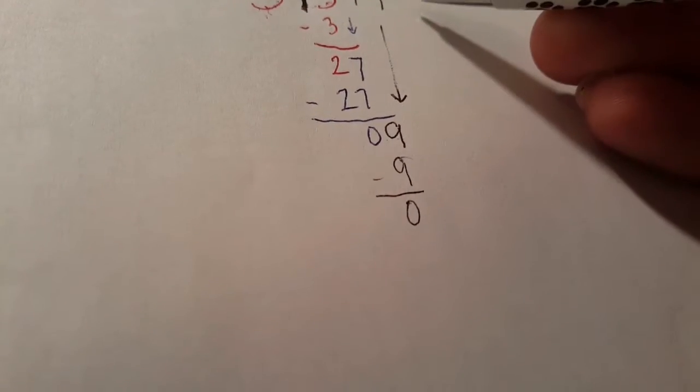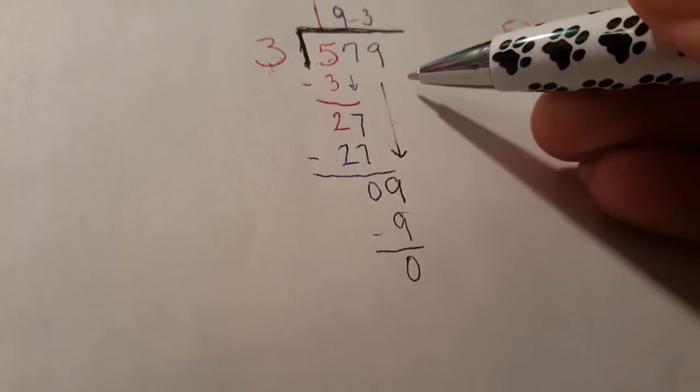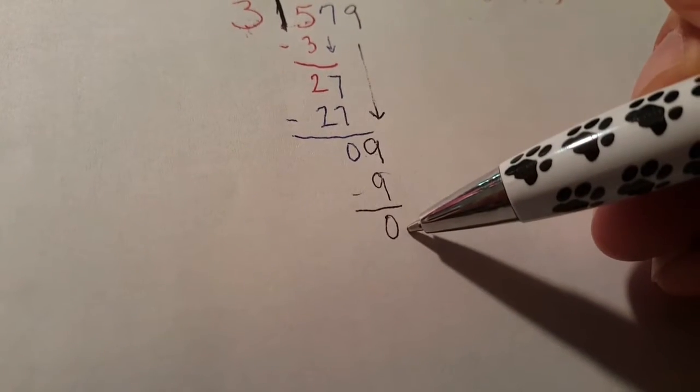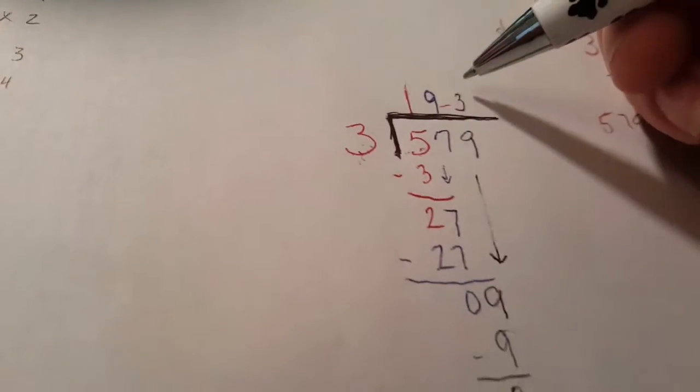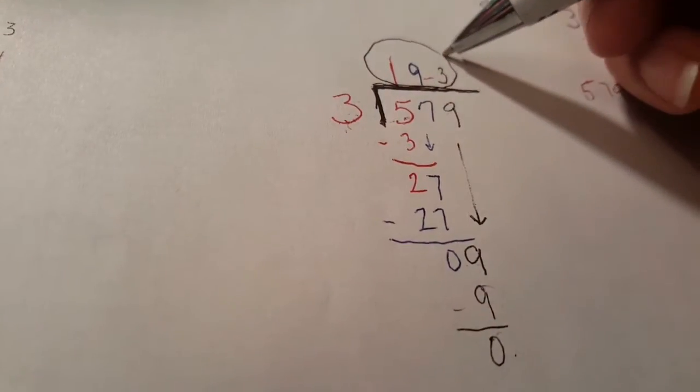You have 0. Are there any numbers left? No, there are not. Is there anything left over? No, there is not. There is no remainder. So our answer is 193.